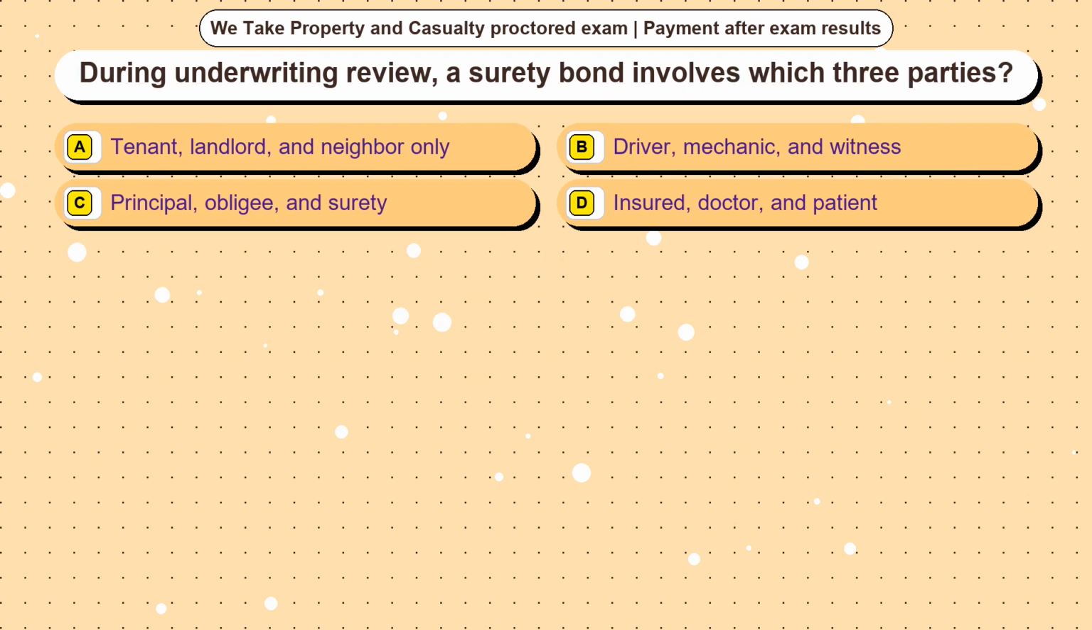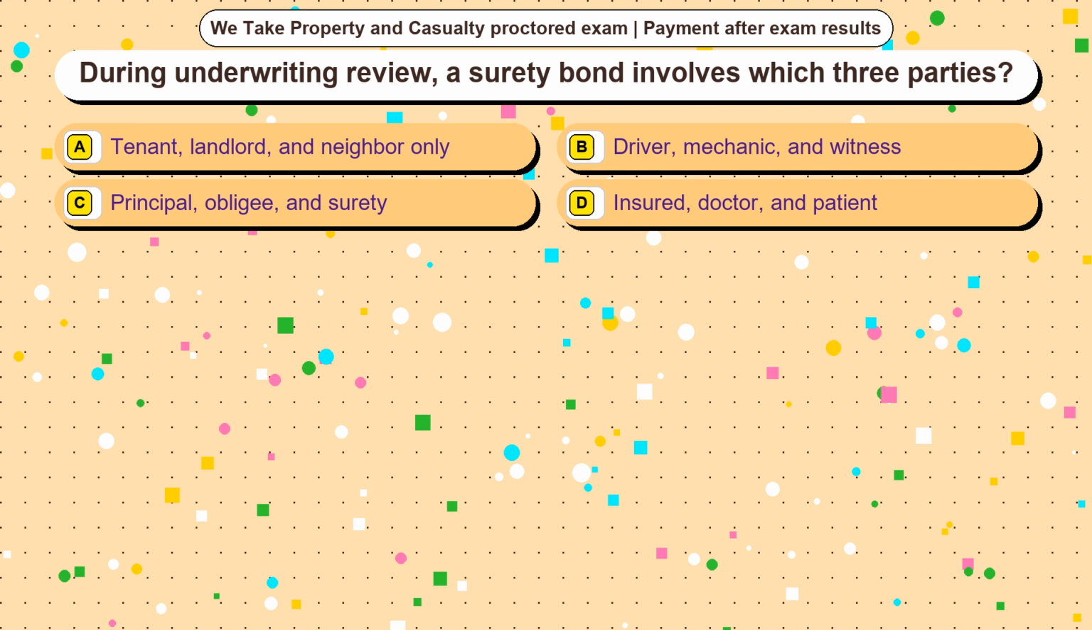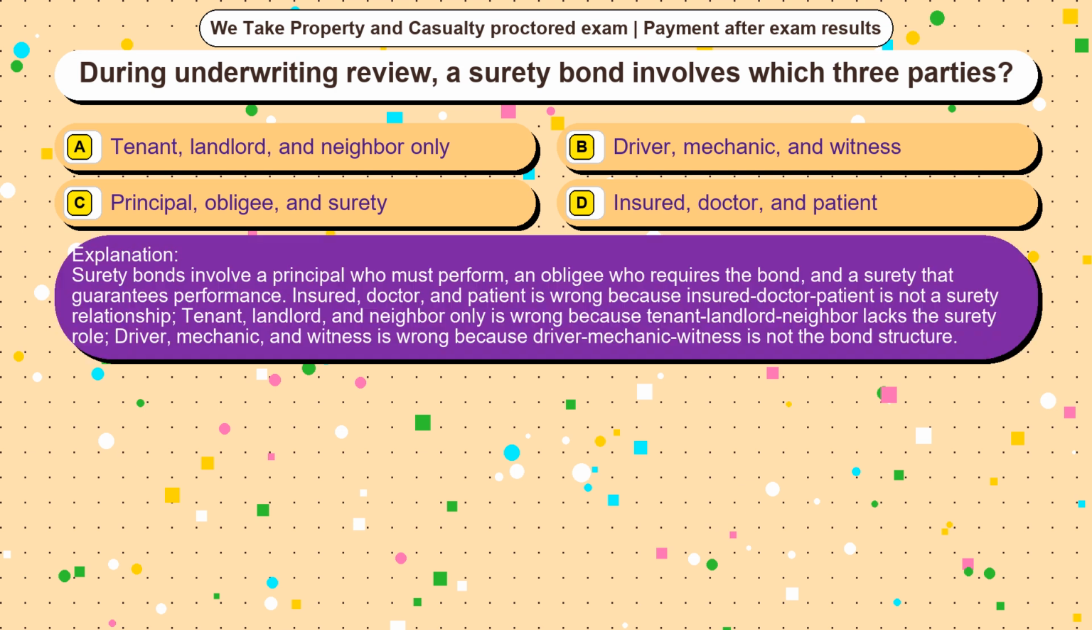Question 18. During underwriting review, a surety bond involves which three parties? Option A, tenant, landlord, and neighbor only. Option B, driver, mechanic, and witness. Option C, principal, obligee, and surety. Option D, insured, doctor, and patient. The correct answer is option C. Surety bonds involve a principal who must perform, an obligee who requires the bond, and a surety that guarantees performance.